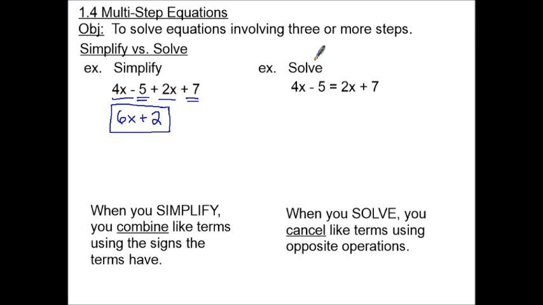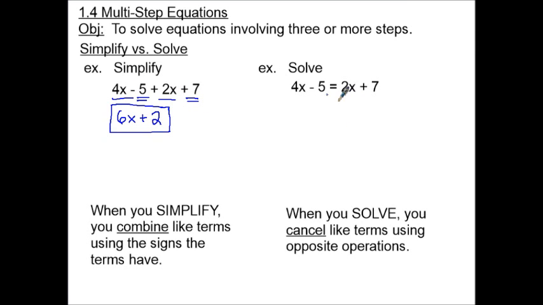Now solving, notice what I've done here. I've got 4x minus 5, but instead of a plus, like we have here on the left, I put an equal sign there instead and have 2x plus 7. So it's really the same, but when I'm solving, I want to cancel things using opposite operations, because now we have two different sides as opposed to just one big mass of stuff because of that equal sign.